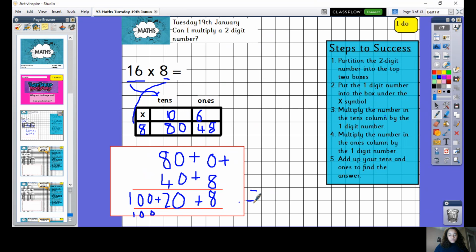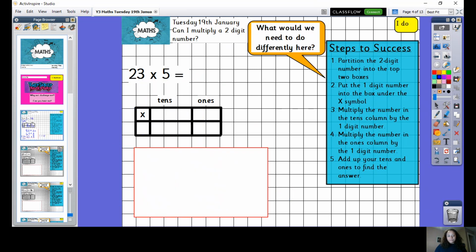So 100 plus 20 plus 8 will give me 128. There we go. I hope that all seems familiar from yesterday for you. 128. There we go. So let's have a little look at another one.